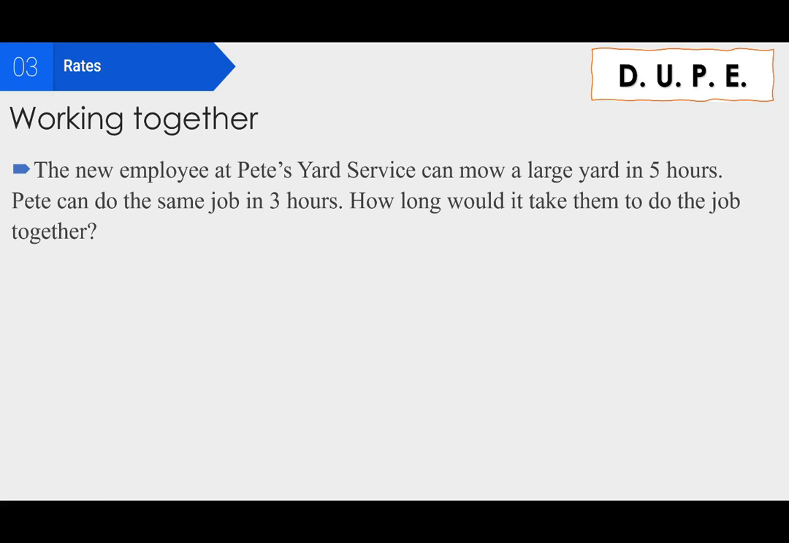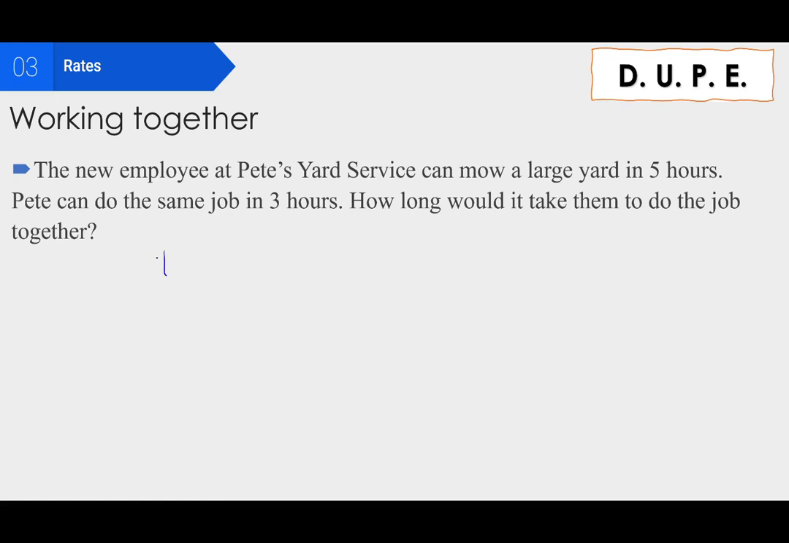So some students might be tempted to average these. That doesn't make a lot of sense because they should be faster together, right? Not slower than Pete would be alone. So you want to first make a fraction. So let's look at first the employee.